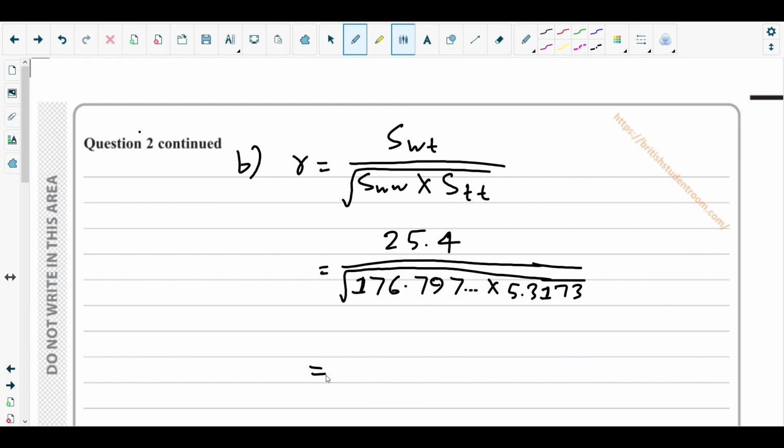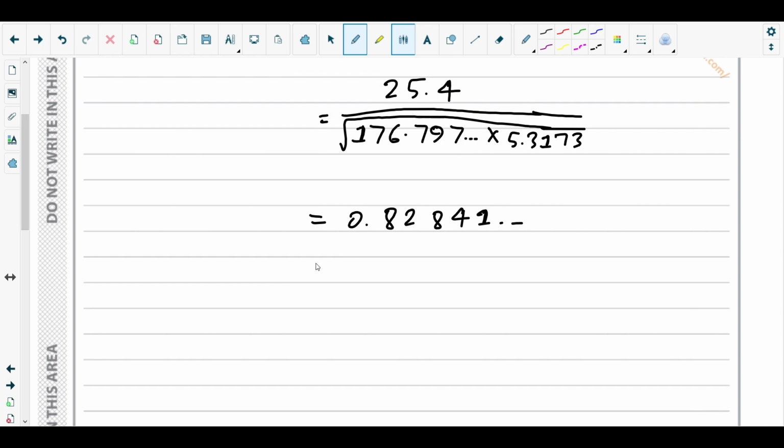176.797 times 5.3173, square root of the answer, then 25.4 over the answer, so you will get 0.828419 something. So we will round to 3 significant figures to get 0.828. Done. This is basically part B.